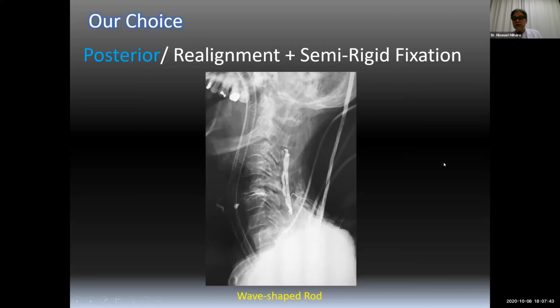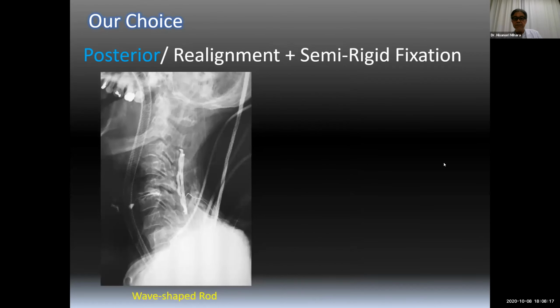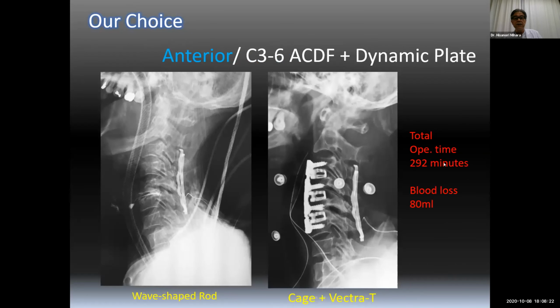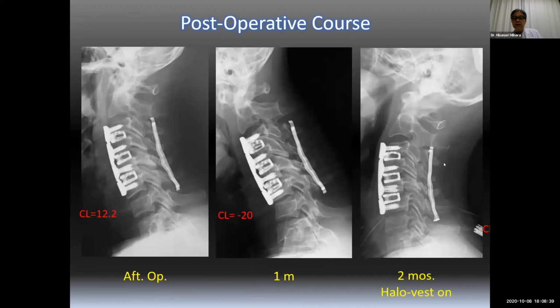All right. Our choice was combined anterior and posterior fusion. At first, we performed the posterior interspinous fixation using wavy rod system, which is a kind of semi-rigid fixation. On the same day, we did anterior segmental decompression and fusion at C3-4, C4-5, and C5-6 using box cage and decorative plate system. This is a picture after the surgery. This surgery required 292 minutes and blood loss was very small, 80 milliliter. So very short fusion we selected. So we achieved good alignment immediately after surgery.